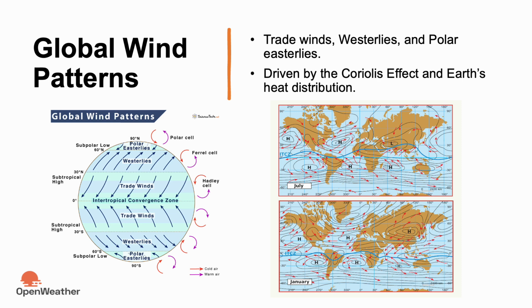Polar easterlies are cold, dry winds that blow from the polar regions towards the mid-latitudes. They blow from east to the west. These winds contribute to the cold climate of polar regions and can influence the development of polar fronts, which are boundaries between cold polar air and warmer air found in the westerlies.